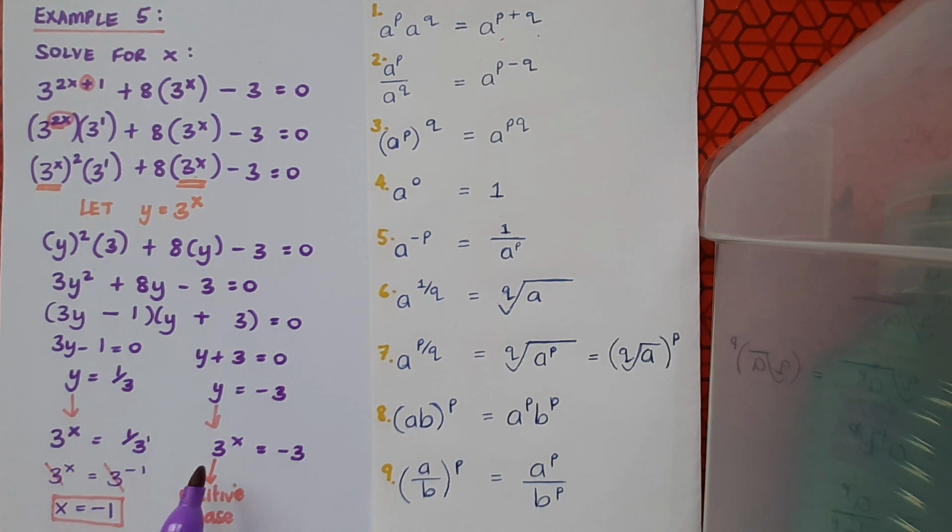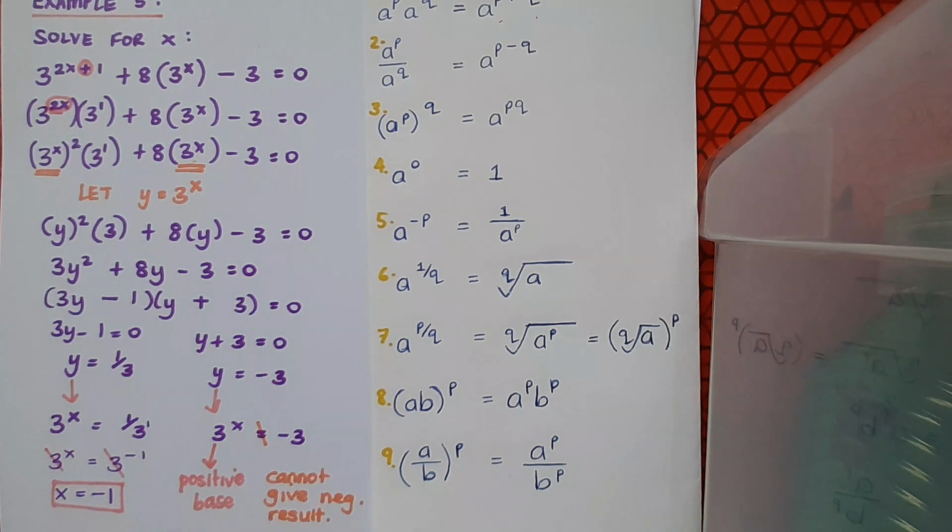If I start off with a positive value, no matter how many times I multiply it together, I can't end up with a negative result. So if I've got a positive base, I can't get a negative answer. So this solution actually has to be abandoned. It's just not going to work because 3 to the power of x cannot be equal to minus 3. So I'm eliminating that as a potential solution, and I'm giving a reason. I've got a positive base and that cannot give me a negative result.